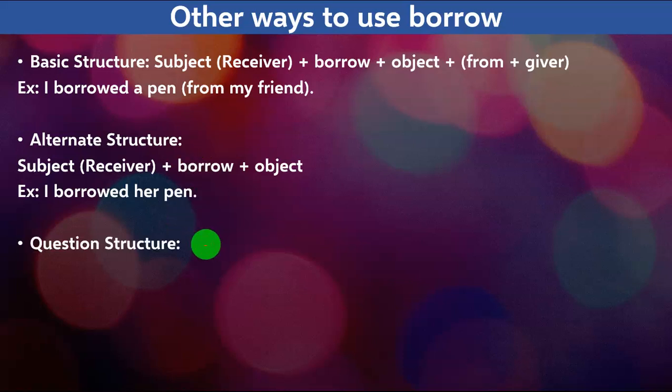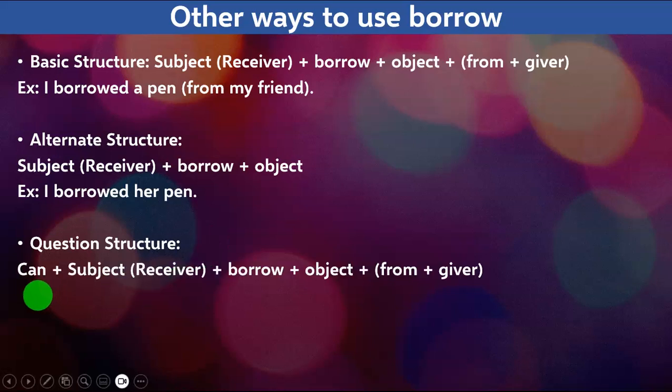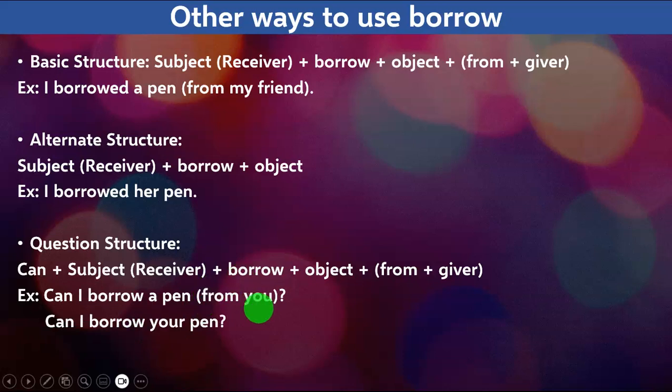There is also a question structure. In the question structure, you can say can plus subject, which is the receiver in this case, plus borrow, plus object, plus from, plus giver. Now let's understand this with examples. Can I borrow a pen? From you could be optional. Can I borrow a pen? Right? Can I borrow your pen? Now in this you've specified. When you say your, you don't have to say from you. Can I borrow your pen? So these are the different ways in which you can express the word borrow. You have a basic structure, you have an alternate structure, and you have a question structure. So I hope the meaning of the word borrow is clear, guys.